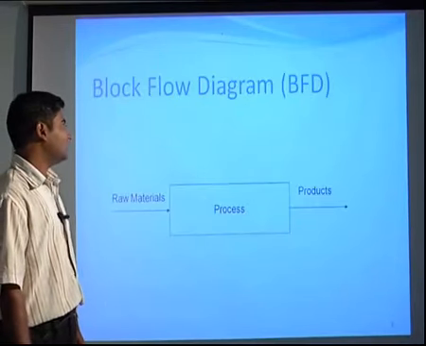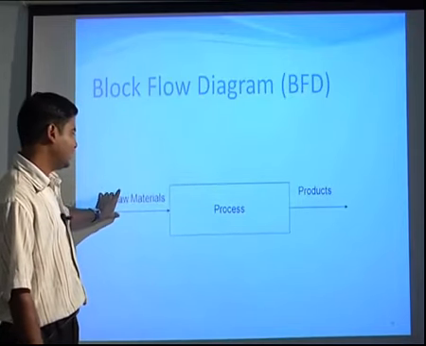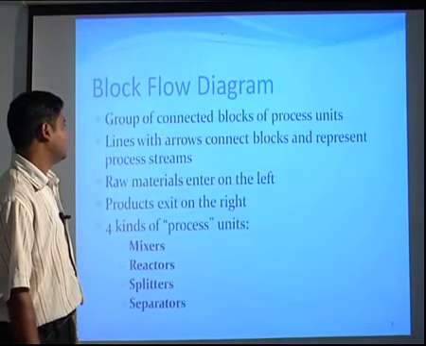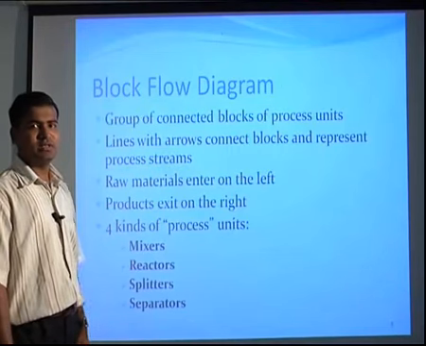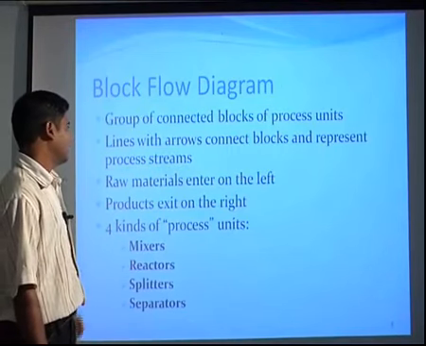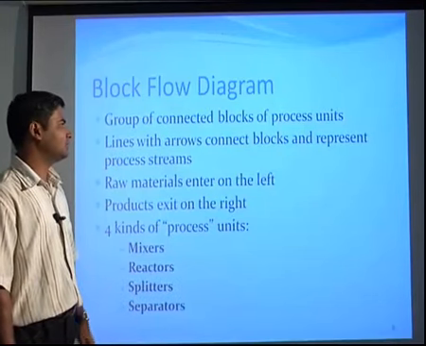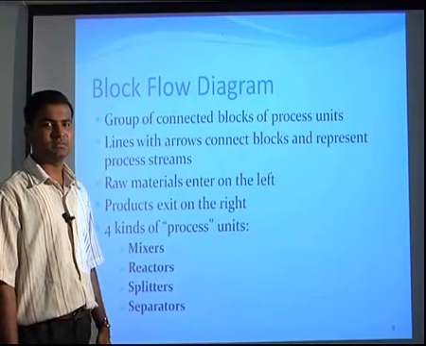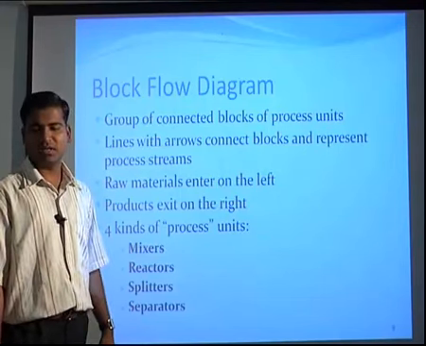So block flow diagram. What will happen? It will have the input material on one side and the output at the other side. Here it is a group of connected blocks of process units. You will see numerous blocks connected by lines. Lines with arrows connect blocks and represent process streams. The arrow indicates from which side the flow is occurring.